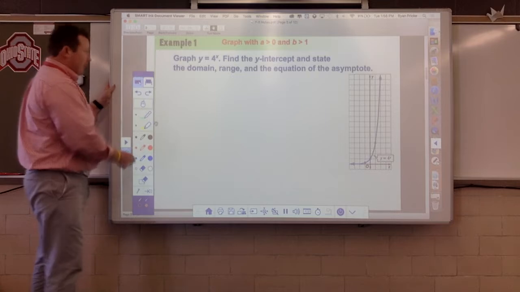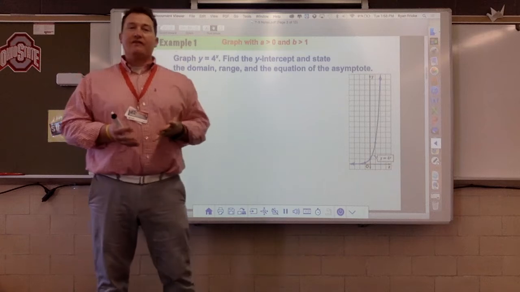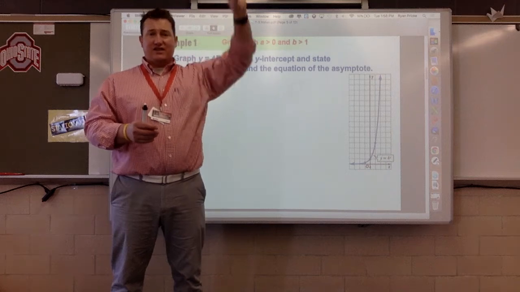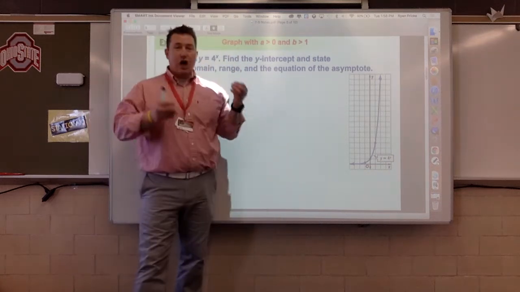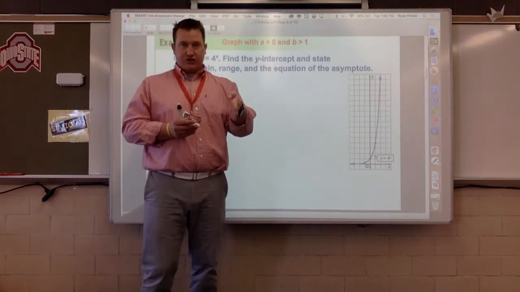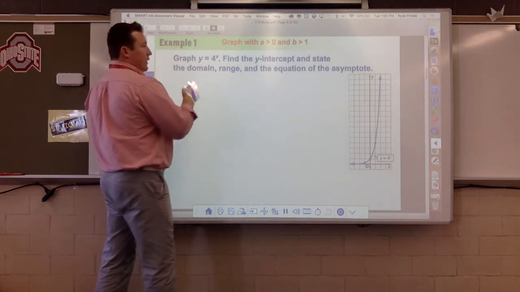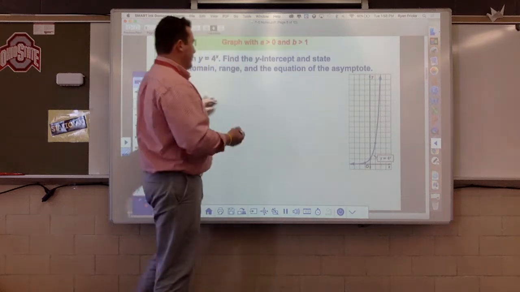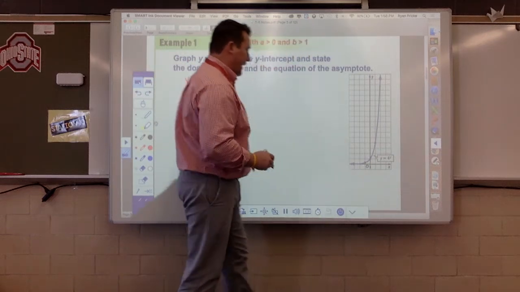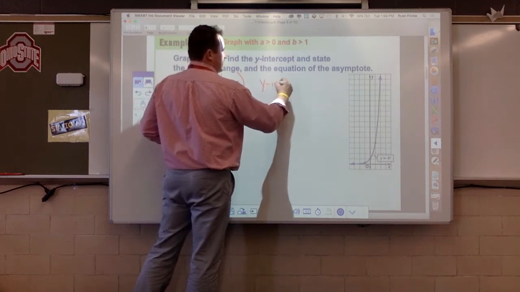All right, so a couple things we've got to do. It says graph this. Well, it already graphed it for me very nicely. Again, you're going to have to look carefully on Desmos because if we just zoom out, it's going to look like a line that's going vertically, because these functions grow or decay so fast they almost look like straight vertical lines, okay? So find the y-intercept, state the domain, range, and equation of the asymptote. Okay, so y-intercept, super easy, guys. Where does it cross the y-axis? Right down here, that would be at the ordered pair (0, 1). Or you could just say the y-intercept is 1.